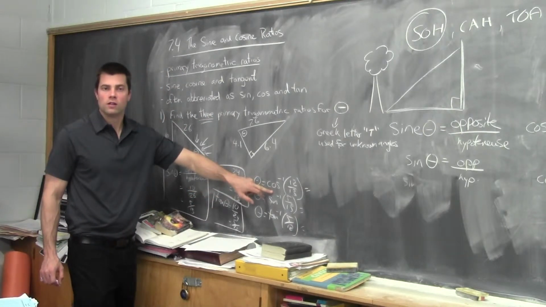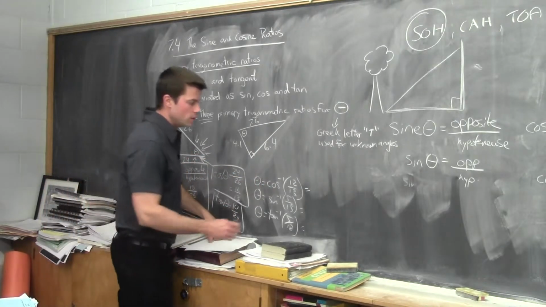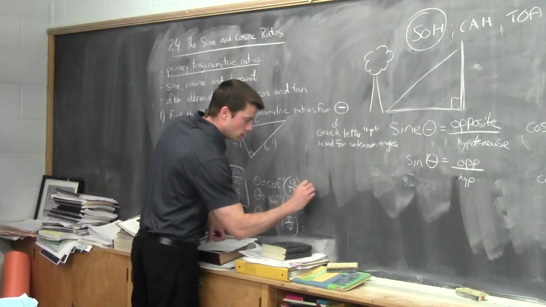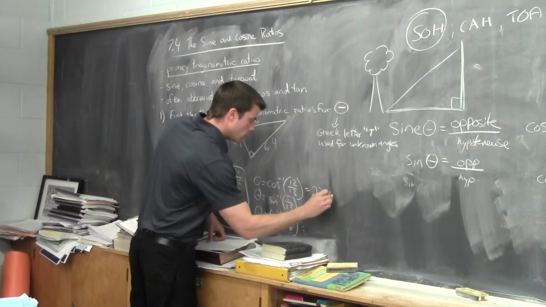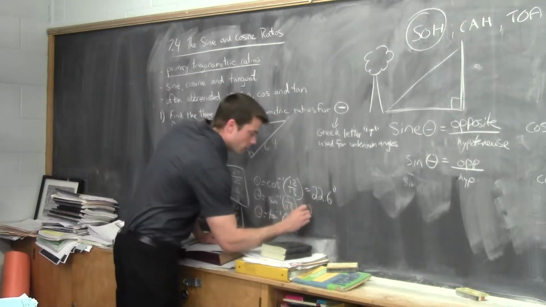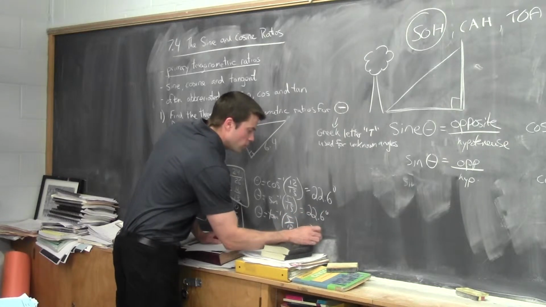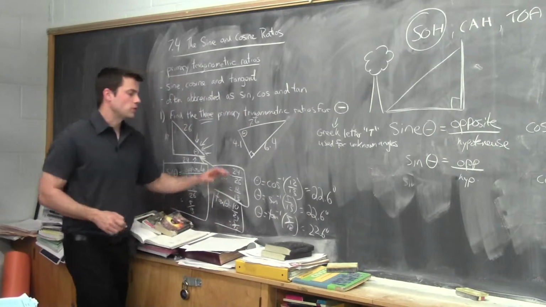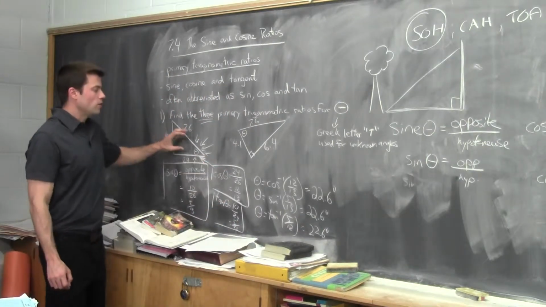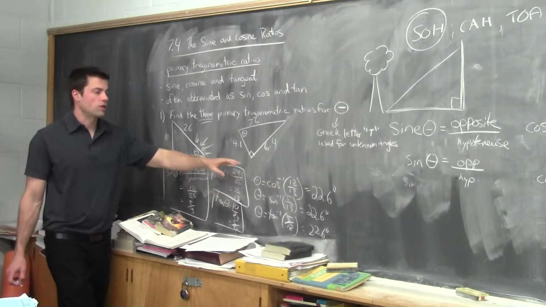What is the angle? 22.6. 22.6? And you get that for all three, right? That's very important that you guys understand that even though you're using different trigonometric ratios, the triangle is drawn properly to scale and you have these sides and they're all correct, they'll all give you the same angle.